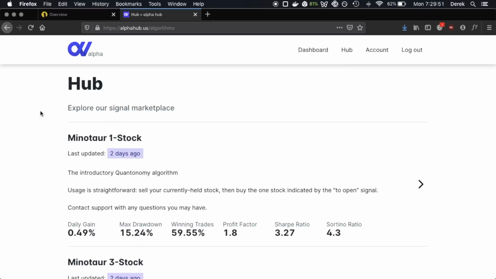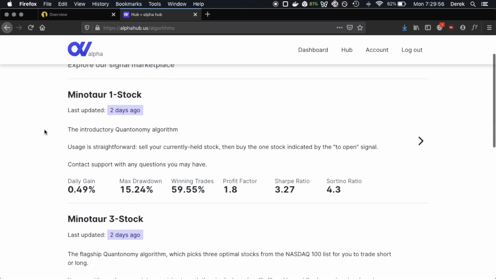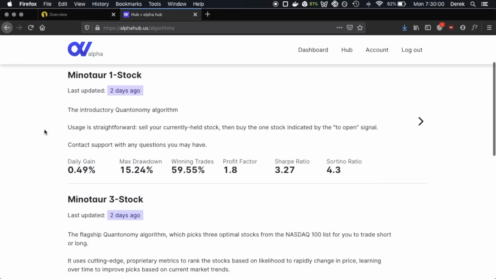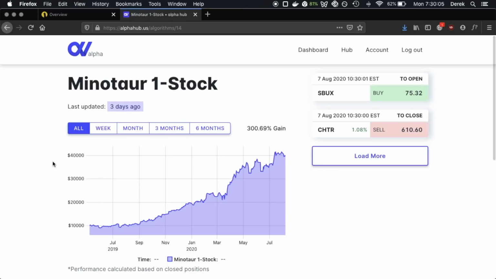So first thing you're going to want to do is make an account and subscribe to an algorithm. If you haven't done that yet, I have another video showing you how to do that. So in this case, we're going to take a look at the Minotaur 1 stock.